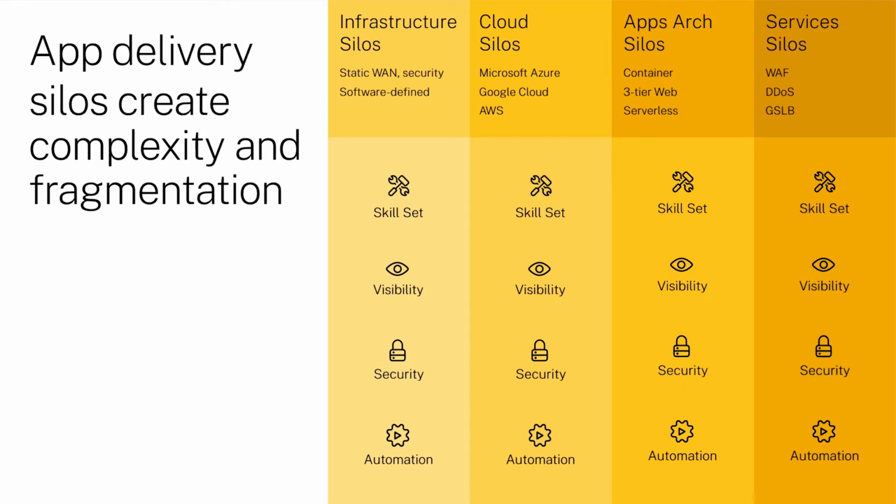There's the infrastructure silo that's made up of your static data centers, and more recently, your software-defined data centers. There's not just one cloud, but likely multiple clouds you have to contend with. There's the app architecture silo for microservice applications, whether those are container-based, traditional 2-tier or 3-tier web, or even serverless. And there's the services silo for DNS to get traffic to the application, involving load balancing to hosts from multiple sites, and security services like web app firewalls and bot management.